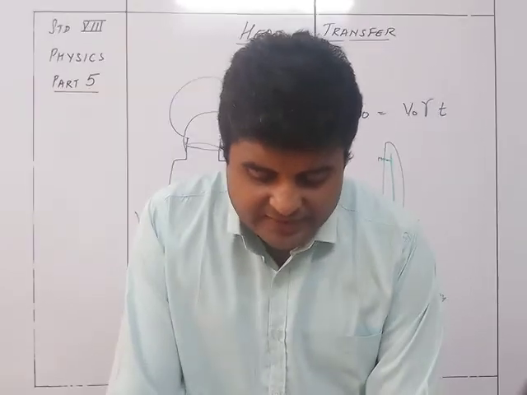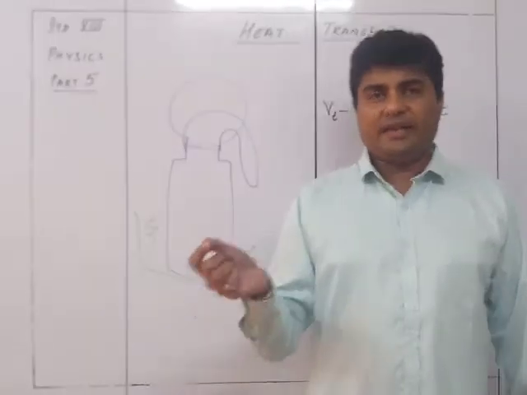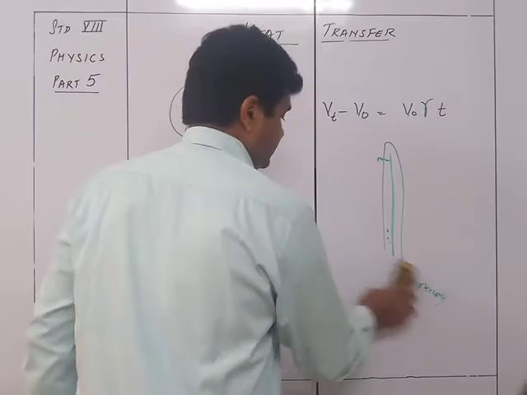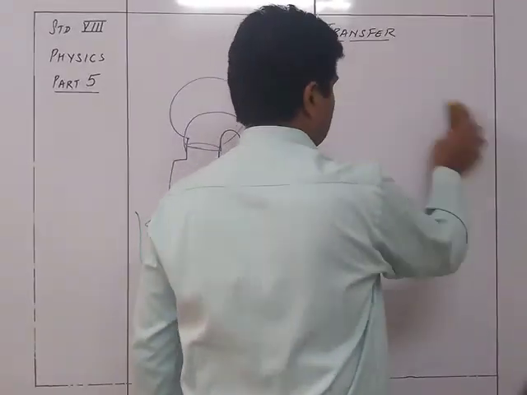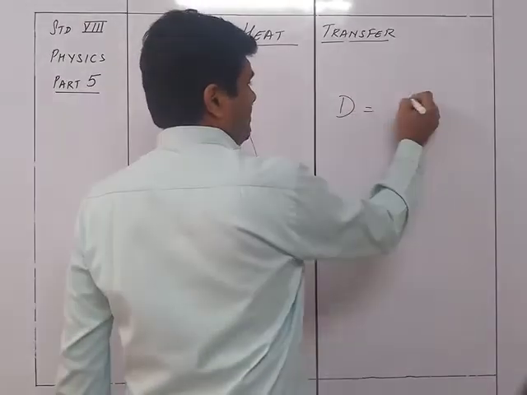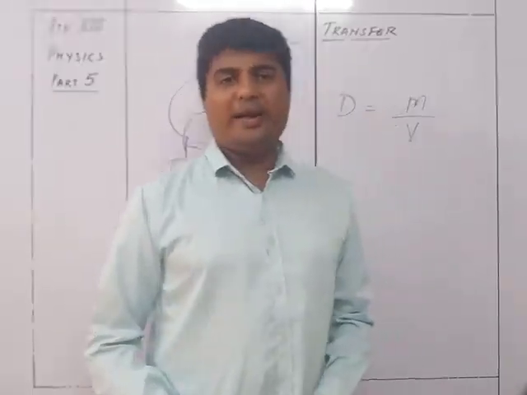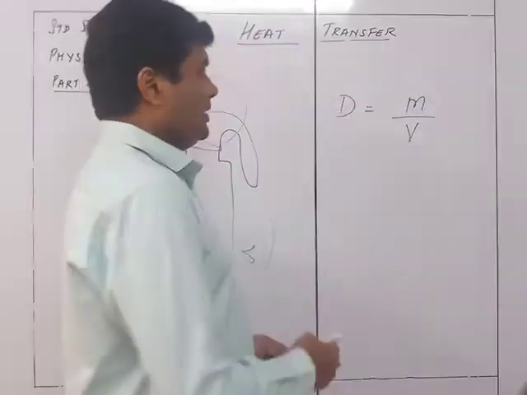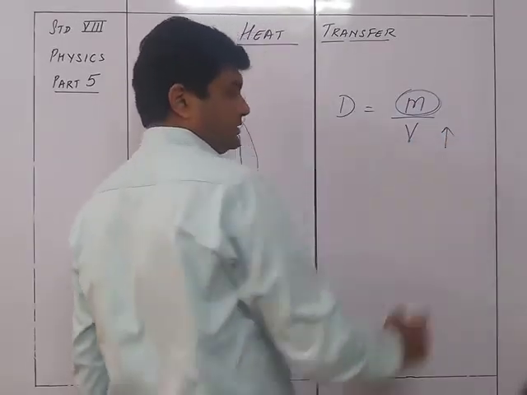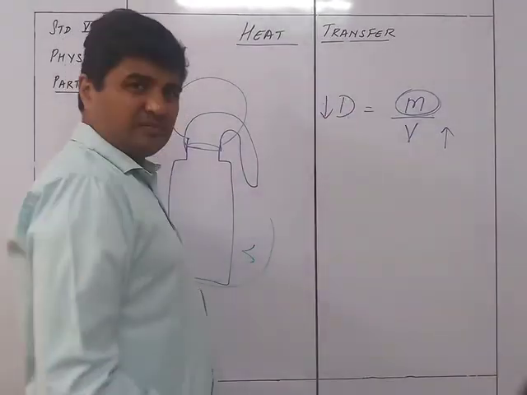Now, variation of density with temperature. Now this is something important. We know what density is. We had learned about density in the previous chapter, that density is mass upon volume. Density is equal to mass upon volume. Now you can see over here that when I am going to heat something, my mass is going to remain the same, but my volume is going to increase. If my volume increases, my density automatically decreases.